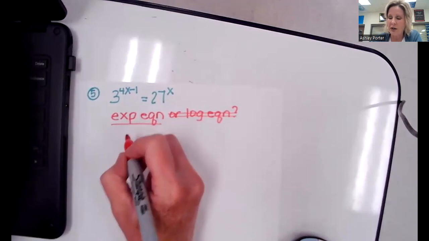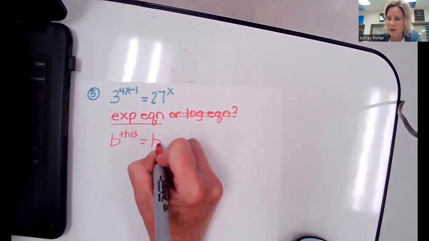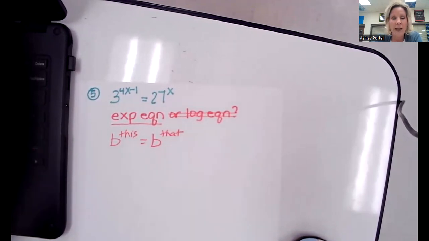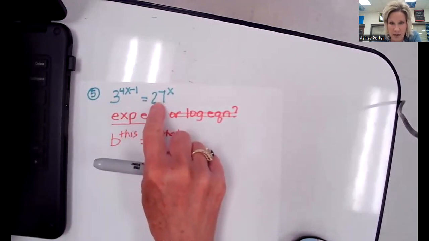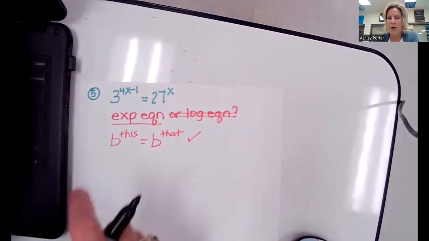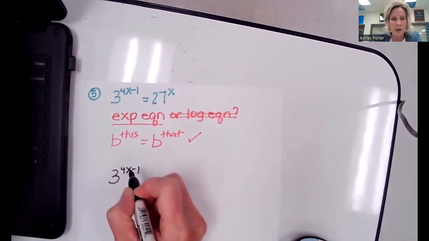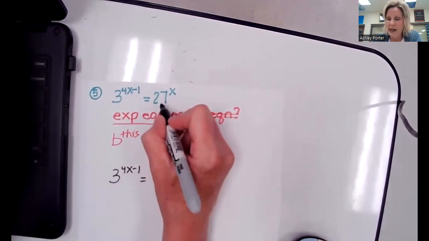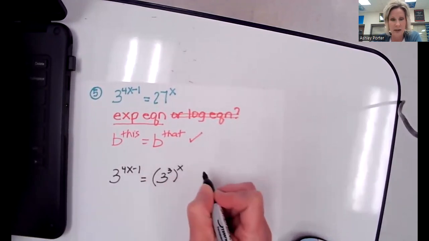So my immediate question is, could I make it some small base to this power equals some small base to that power? That's what I'm asking first. Look at your base of 3 and your base of 27. Yes, they're both powers of 3. So this is a b to the this equals b to the that problem. 3 to the 4x minus 1 is already in good form. 27, remember, is 3 to the third power to the x.